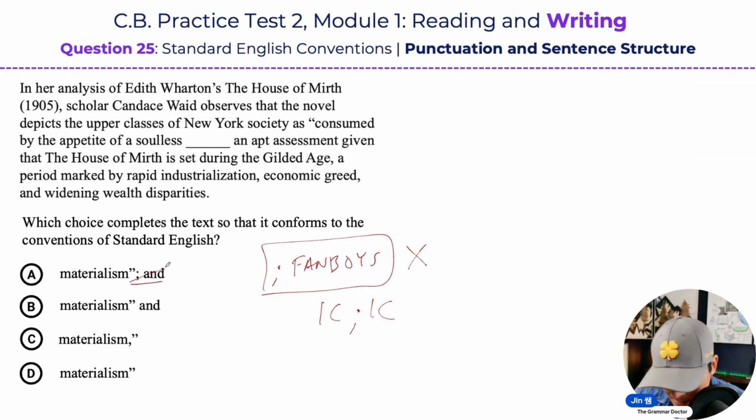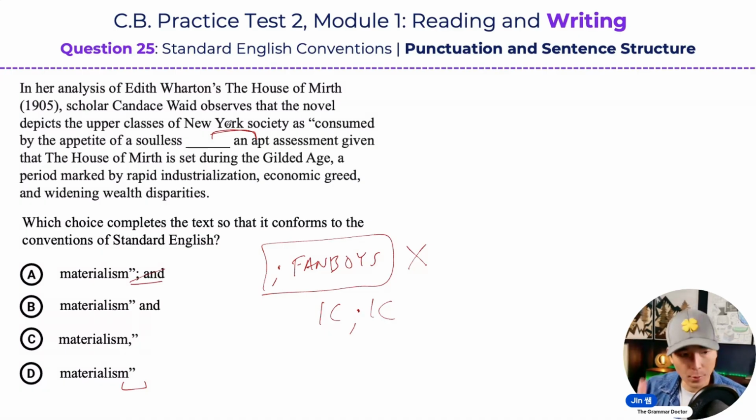So noticing that, we can cross out answer choice A, okay? Now look at answer choice D here, where there's no punctuation. When you read this part of the sentence, "by the appetite of a soulless materialism and apt assessment," when you isolate this phrase, you can ask yourself, does it sound like it should be read together? It sounds like it shouldn't be. You wouldn't group these words together. You wouldn't say, "by the appetite of a soulless materialism and apt." You wouldn't read it like it's one connected thought.